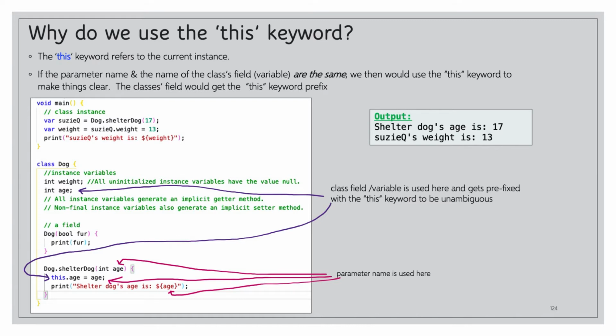So let's look at this. Okay, we have our nameless constructor Dog and we have a second named constructor shelterDog. Here we make use of the age instance variable that's defined up here. We also are passing a variable called age here. So this.age equals age. Now when we print this out, the shelter dog age is, and we use string interpolation, this will grab whatever is passed to it through instantiation. In this case, it'll be 17.